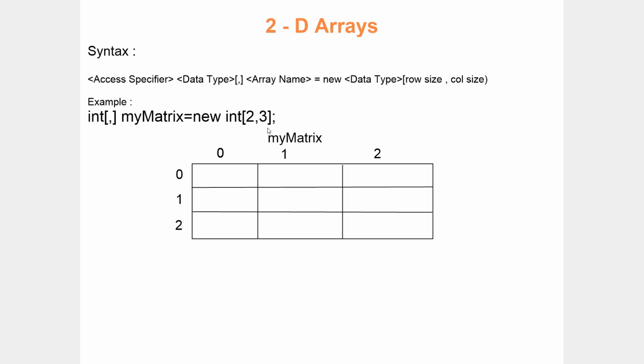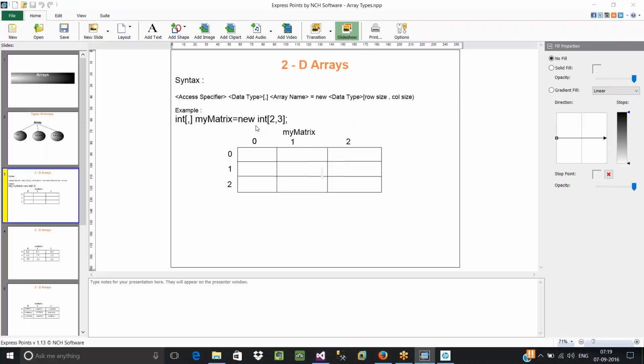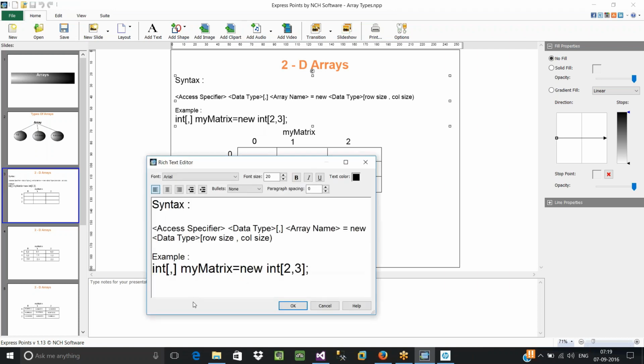So now what will it do? Immediately it will go to memory, create a common location with the name my matrix, and inside this common location it will create, I'm sorry, I just need to modify it. It's not 2. Three.